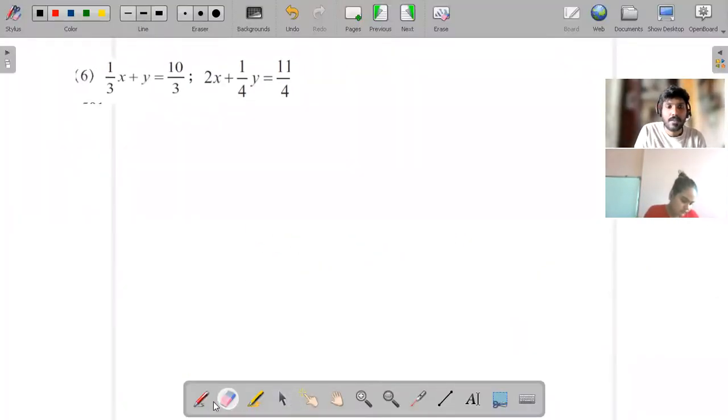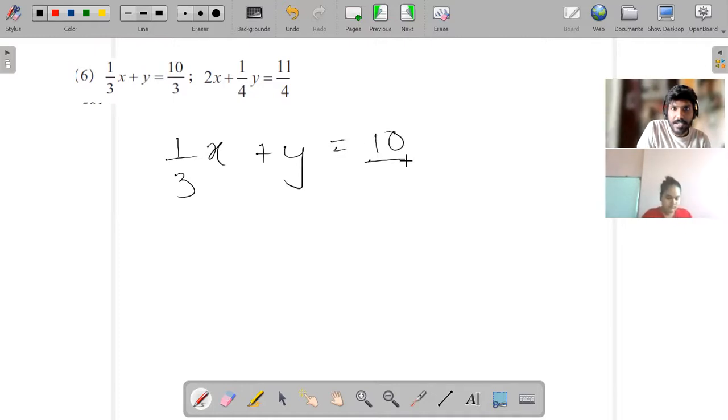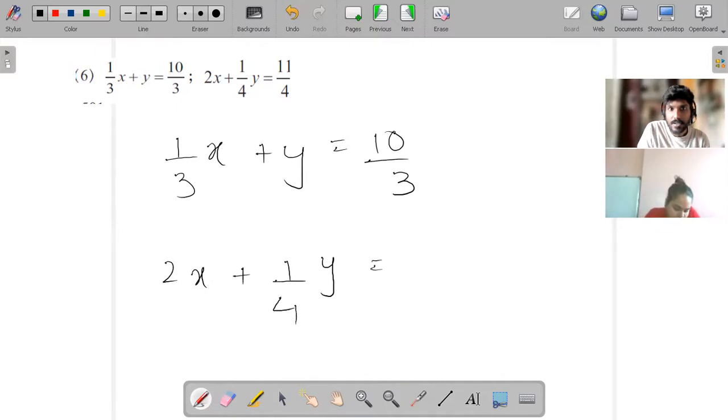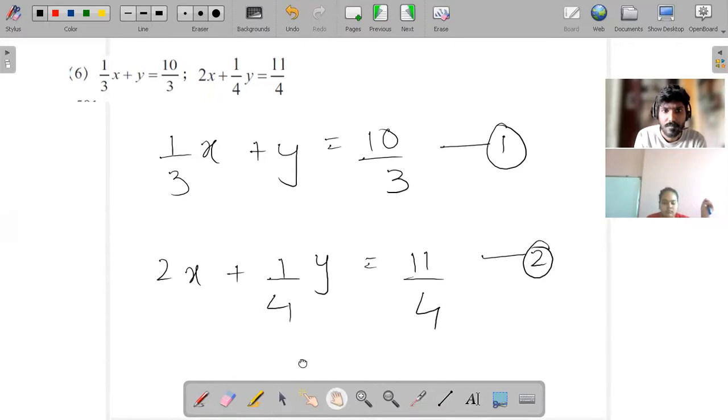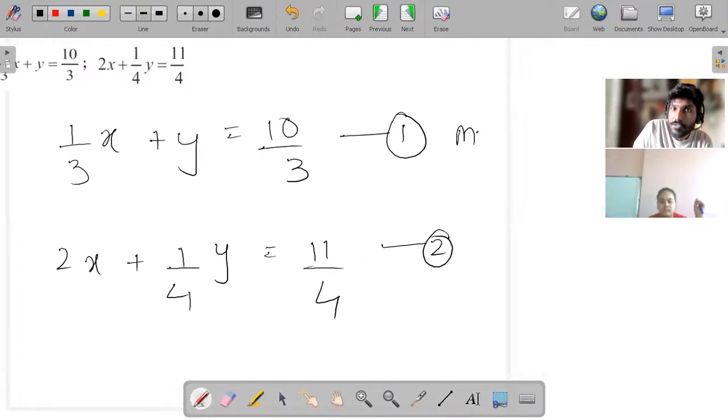The sixth one is, if you see the equation, 1 upon 3x plus y equal to 10 upon 3 and 2x plus 1 upon 4y equal to 11 upon 4. So here equation 1 and here equation 2. Now if you see, these equations have fractions and solving fractions is a little bit difficult, so you will have to simplify this a little. In the first equation, what is the number in the denominator in both the fractions? 3. So you multiply your first equation by 3.